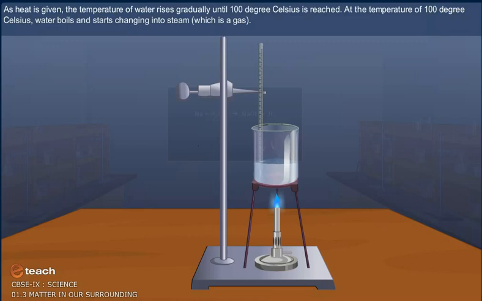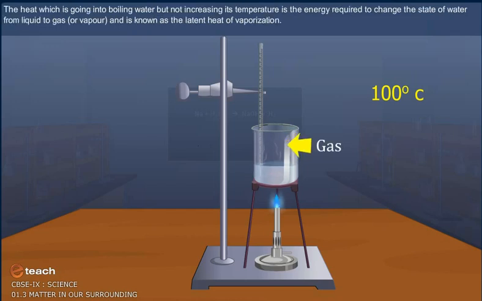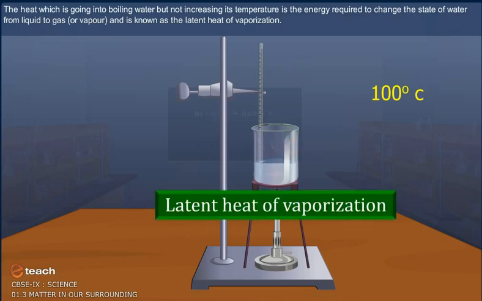As heat is given, the temperature of water rises gradually until 100 degrees Celsius is reached. At the temperature of 100 degrees Celsius, water boils and starts changing into steam, which is a gas. The heat which is going into boiling water but not increasing its temperature is the energy required to change the state of water from liquid to gas or water vapor, known as the latent heat of vaporization.